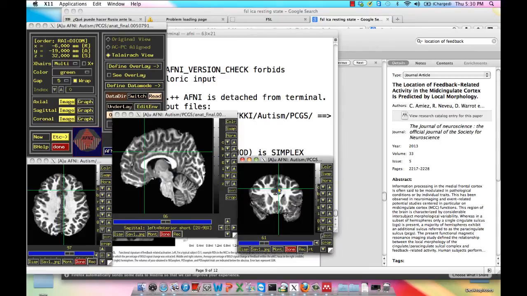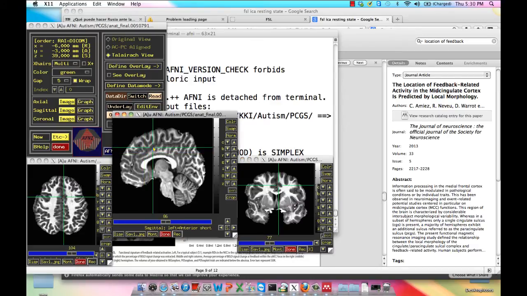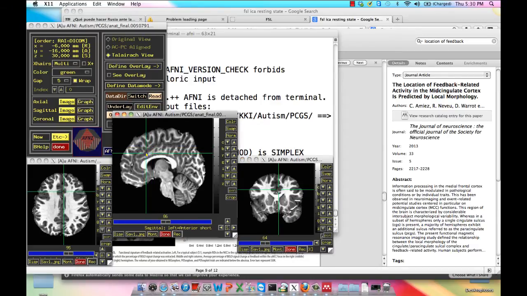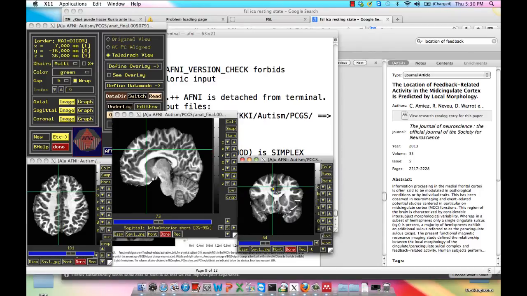Okay. Likewise, if we look on the right in this subject, it does not appear that they have a paracingulate sulcus. There's only one principal cingulate sulcus right here. There doesn't appear to be one analogous to the two running parallel to each other on this image right here. So that's one subject who has only one paracingulate sulcus in the left hemisphere.